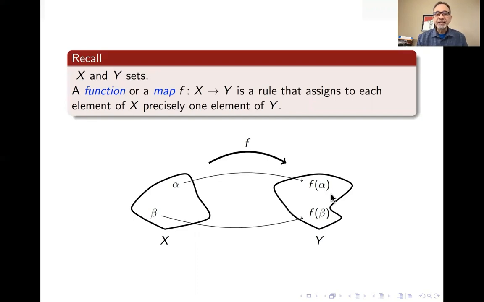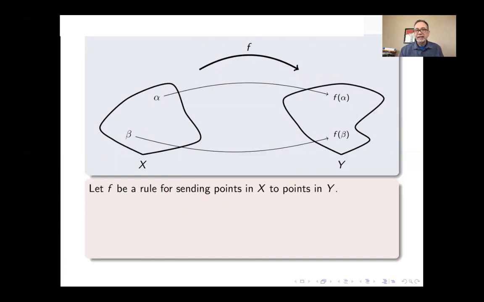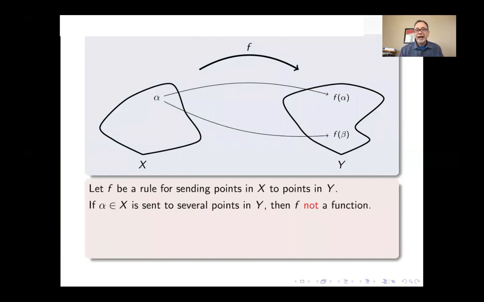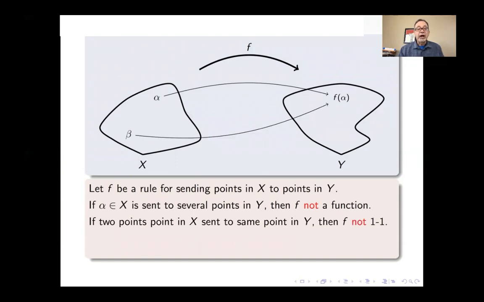Every element of x needs to be assigned some element of y. Not all elements of y have to be assigned elements of x, and different elements of x could go to the same place. If you have a rule sending points x into y, and it happens that some point in x is sent to multiple points in y, then you don't have a function. On the other hand, if 2 points go to the same point, then the function is not one-to-one. A one-to-one function is a function where different points go to different places. No two different points go to the same place.